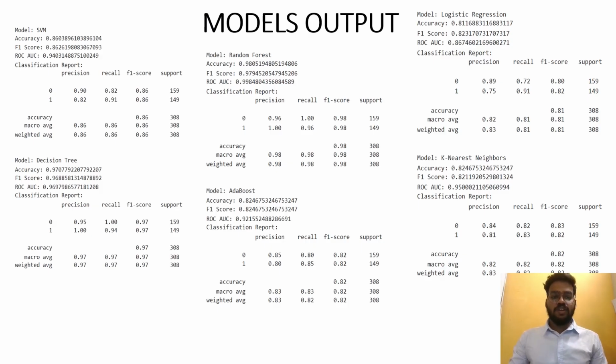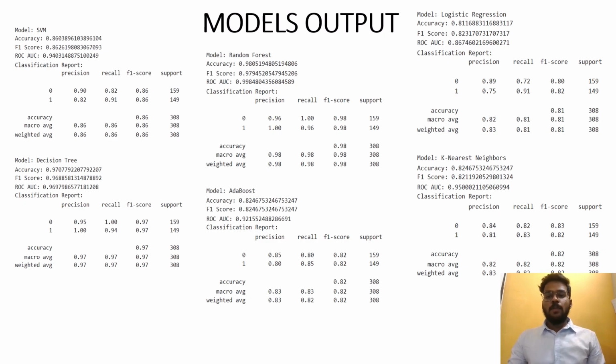Next, we have random forest. Here, the accuracy is 0.98, F1 score is 0.97, and ROC AUC is 0.99. Next, we have a model AdaBoost. AdaBoost accuracy is 0.82, F1 score is 0.82, and ROC is 0.92.